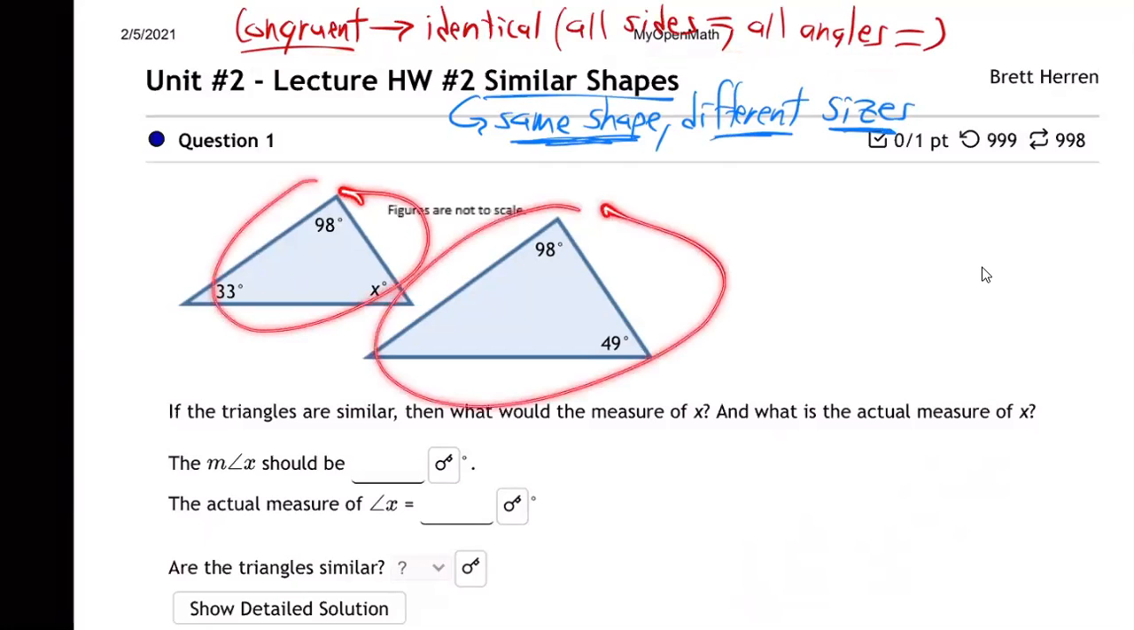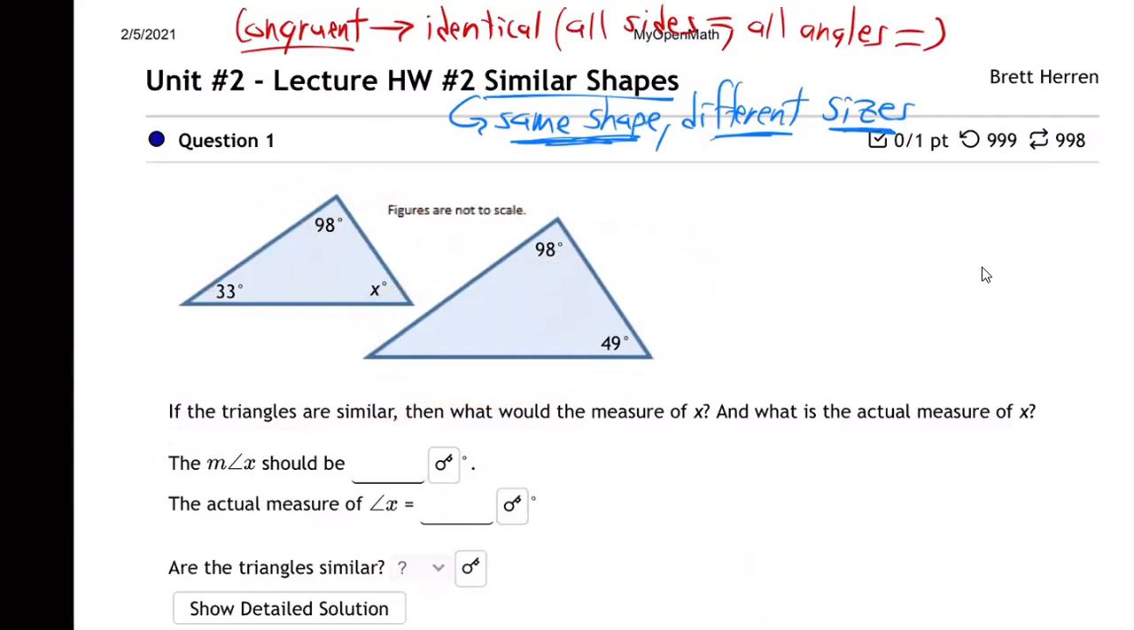One's a smaller version and one's a bigger version. They look like they're the exact same shape. They are the same shape, but one's a little tinier than the other. One's a little bigger, right? This is the big one. This is the small one. Those are similar. These triangles are similar.